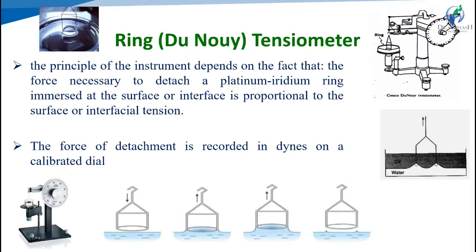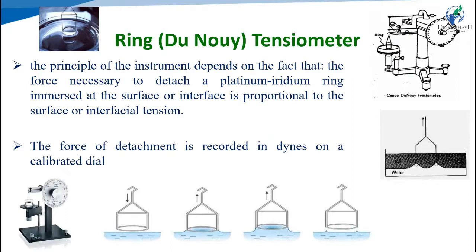So twice the length of the circumference is taken, since the liquid is in contact with both the inside and outside of the ring. The apparatus that you see in the figure is called a Du Noüy tensiometer. In this, one end of the torsion wire is fixed, while the other end is attached to the knob carrying the pointer. The pointer moves on a fixed scale.